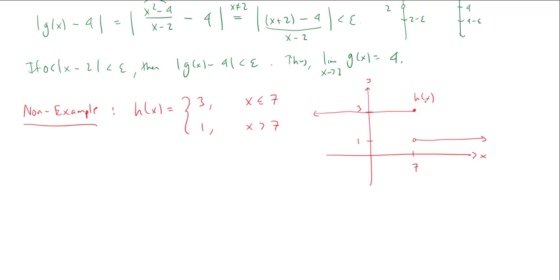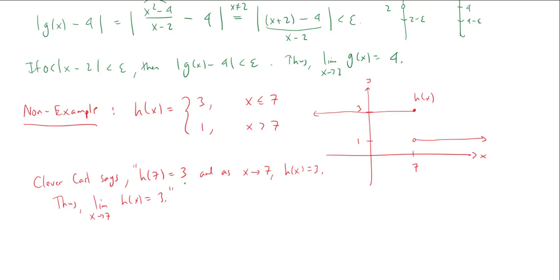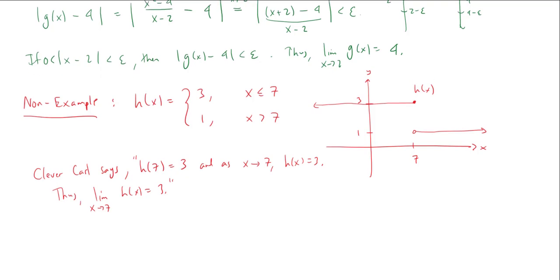Okay, so my buddy Clever Carl comes around, and what does Clever Carl think? Clever Carl says h of 7 is equal to 3. We actually know that at 7 the value is 3, and as you approach 7, h of x equals 3. Thus, the limit as x approaches 7 of h of x is equal to 3. So that's what Clever Carl says. Okay, but of course Clever Carl's never right, so let's see what's going on. He claims that, and we're going to try to prove it.